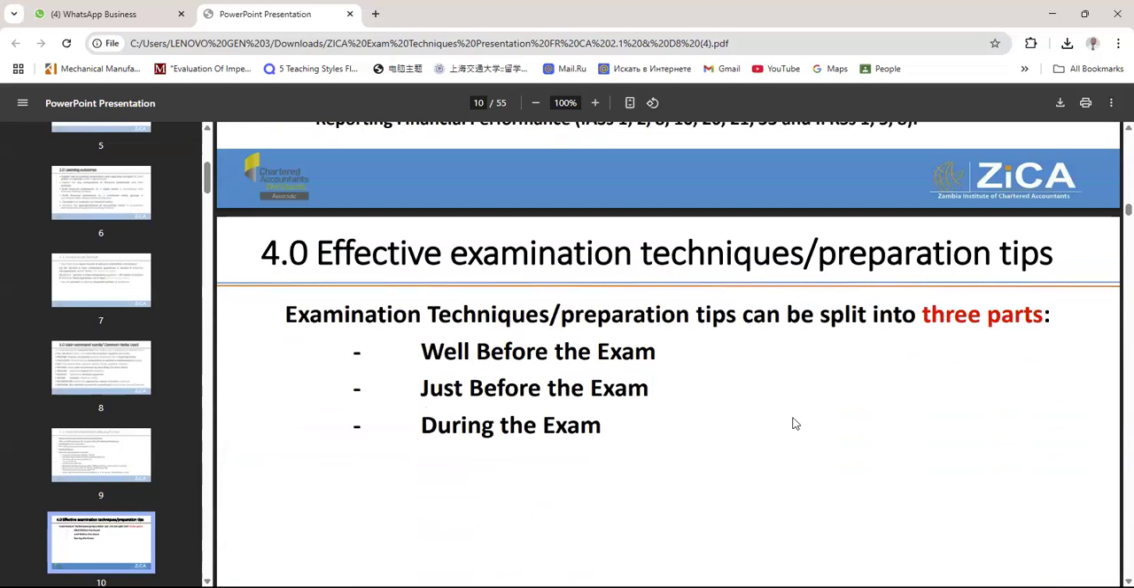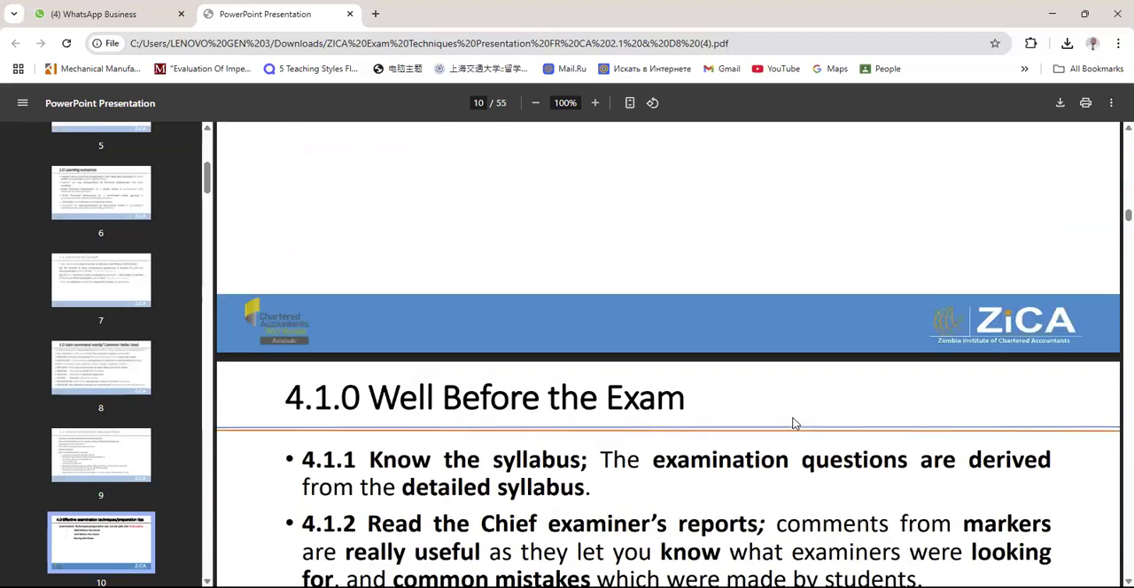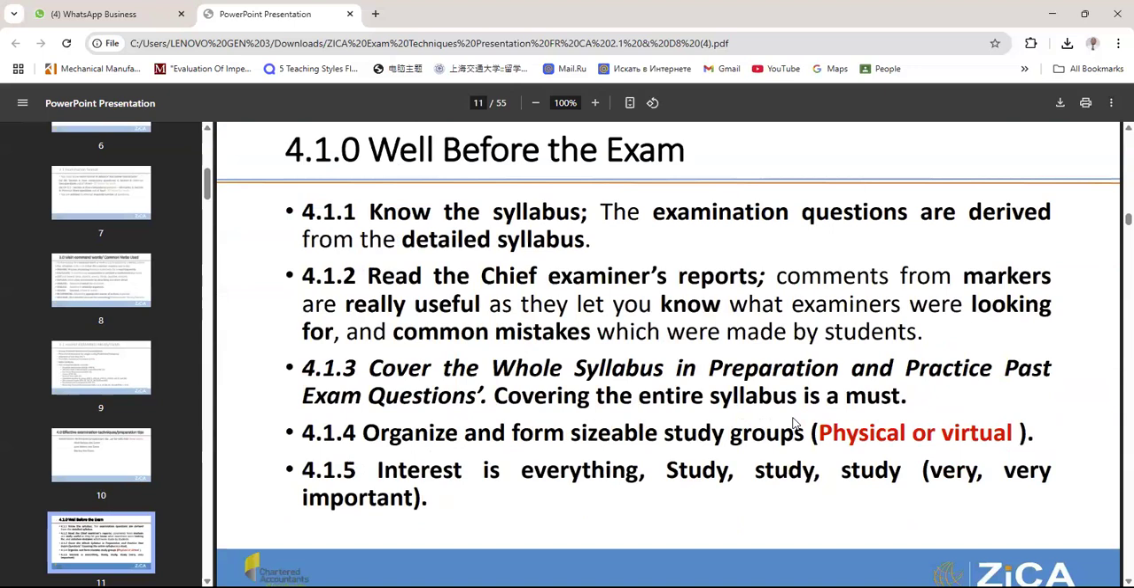In terms of effective examination techniques, what are you supposed to do? You have to know the examination techniques: before the exam, just before the exam, and during the exam. So let's go through examination techniques before the exam. So what are we supposed to know?